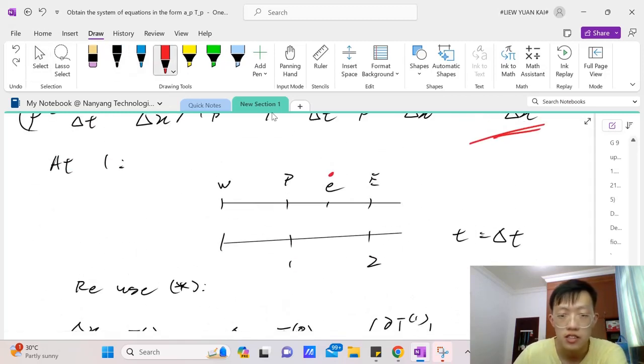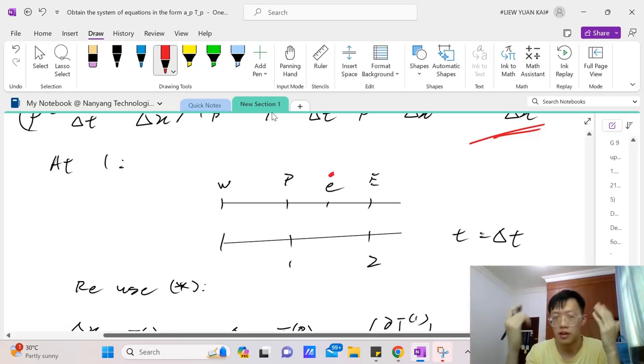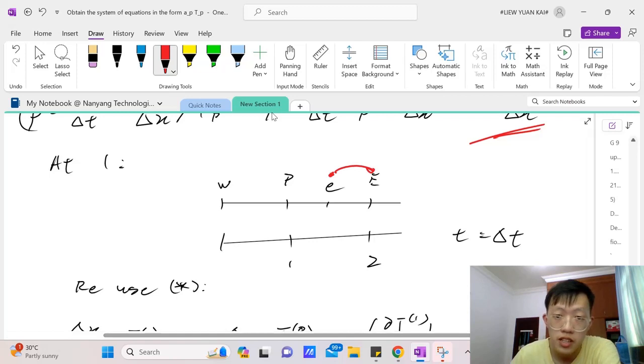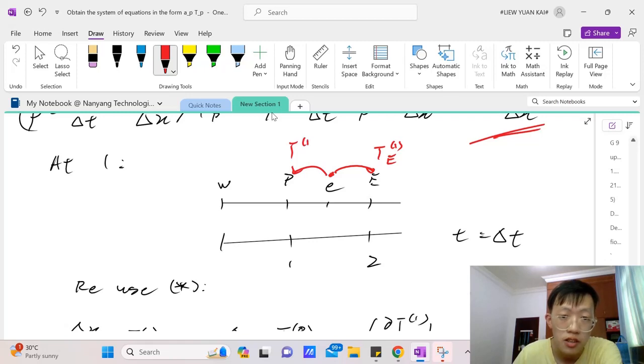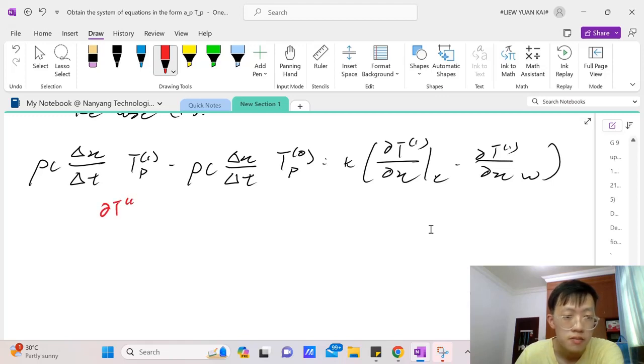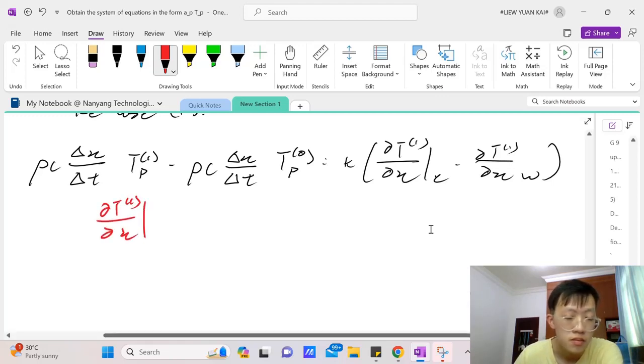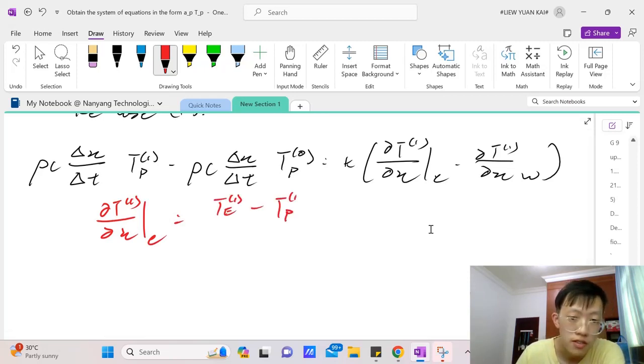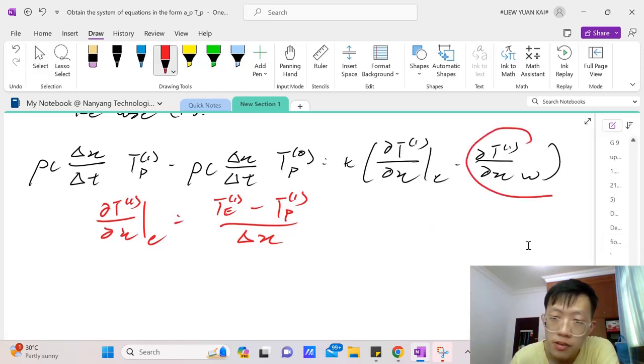The derivative at e, just take immediate right minus immediate left divided by the segment. So the immediate right is T1e, the immediate left is T1p, and the segment is delta x. So the derivative at east will be the immediate right minus the immediate left divided by the segment. Sorry, so how are we going to deal with this term?